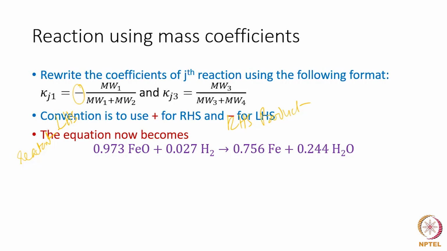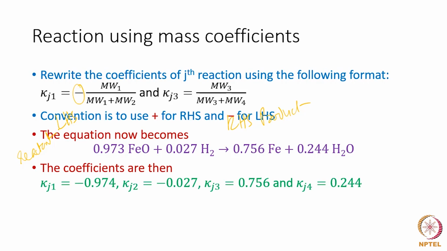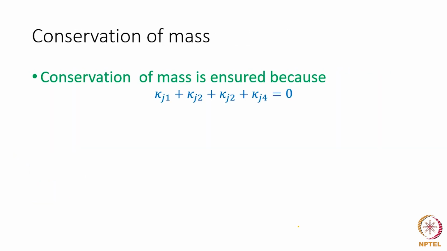And this is useful because if we represent these constants as coefficients that go by the symbol kappa, then we can see that the sum of all these constants will then be 0, because what is on the left hand side is with a minus sign, what is on the right hand side is a plus sign. So when we add them up, it will go to 0. So the conservation of mass is basically ensured where we choose these symbols in this particular form.